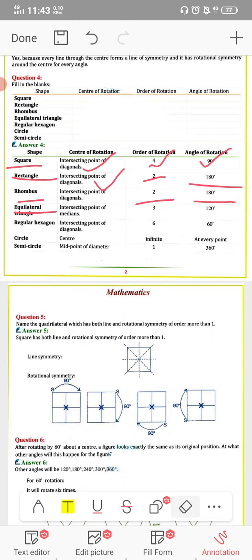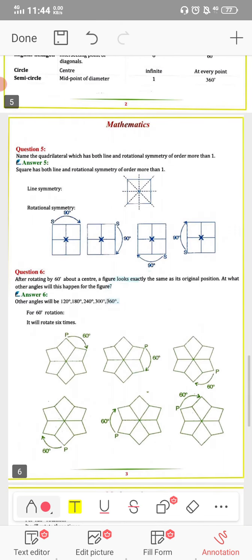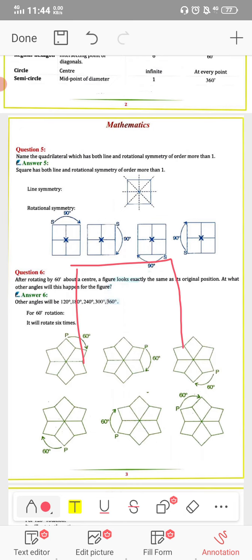अगर आप सर्किल को 1 डिग्री भी मूव करते हैं, सो इट विल अगेन शो यू द सेम सर्किल. Next is semicircle. So the midpoint of the diameter is the center of rotation and order of rotation is 1, that is angle of rotation is 360 degrees. मतलब अगर आप semicircle को 360 डिग्री मूव करते हैं तभी आप उसका सेम ऑर्डर देख पाएंगे, सेम पोजीशन देख पाएंगे.